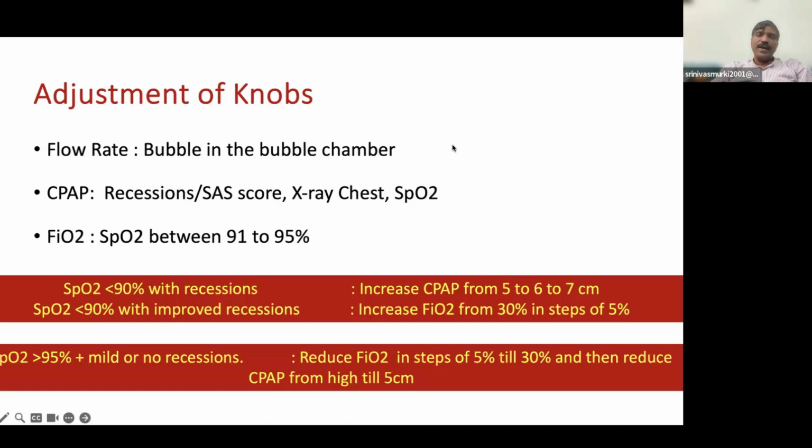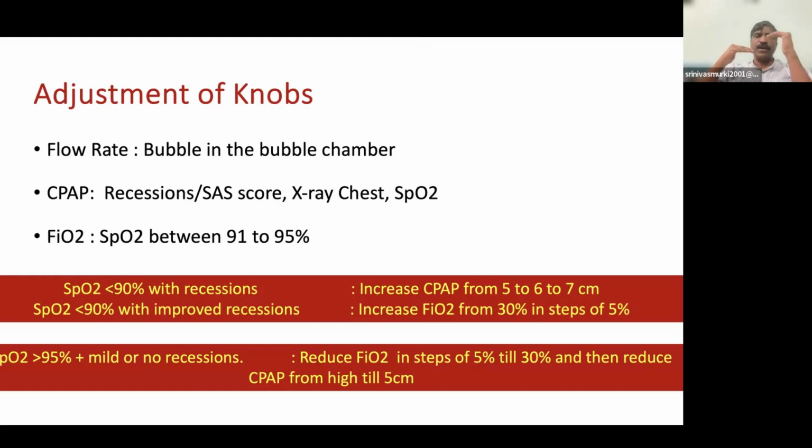So then how do we decrease? If there is hyperoxia, that is your saturations are more than 94, 95%, and if there are no retractions or only mild retractions, then what should you do? You come down on the FiO2. While you were increasing, you kept on increasing the pressure first and then the FiO2. While you are coming down, since there are no retractions and hyperoxia is there, you come down on the FiO2 to as low as 30%.